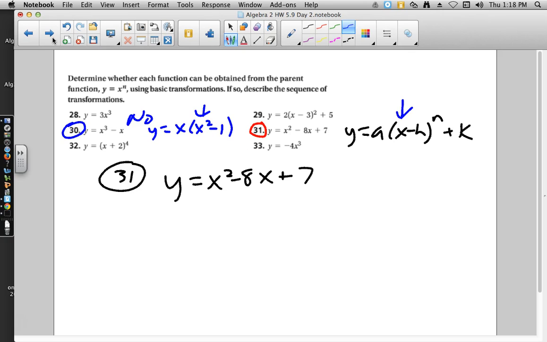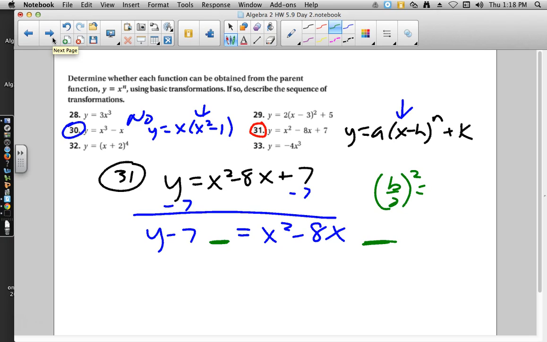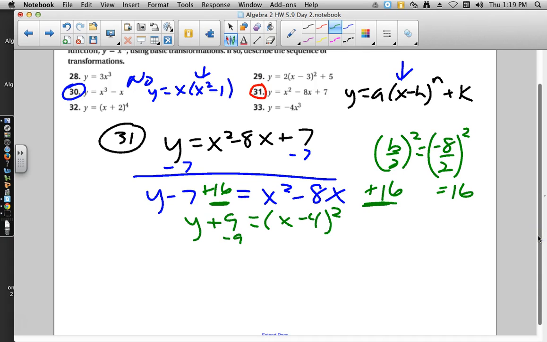But number 31, this one, we can go ahead and move the 7 over to the other side, because for any quadratic, we can always complete the square. And then we take our little formula of b over 2 squared, and that gives us negative 8 over 2 squared, which is negative 4 squared, which is 16. So we're going to add 16 to both sides, and that will give us y plus 9 equals x minus 4, the quantity squared. And then we move the 9 back over by subtracting. So y equals x minus 4, the quantity squared, minus 9.